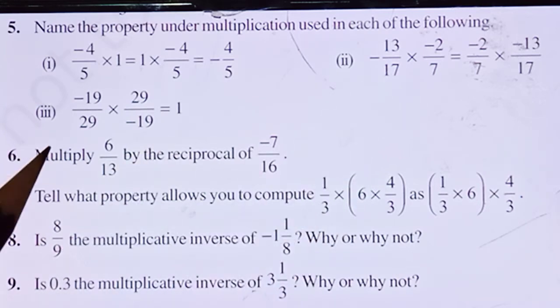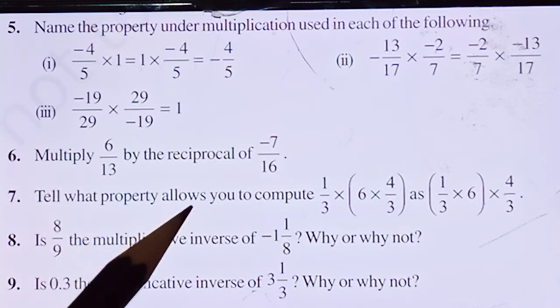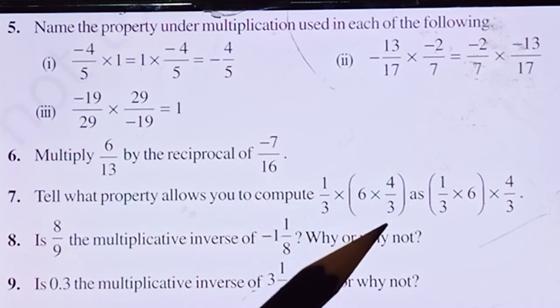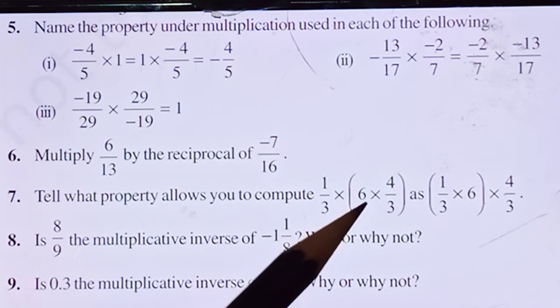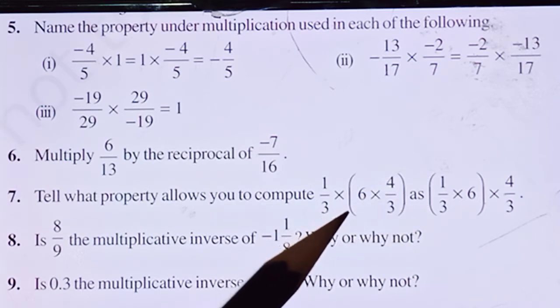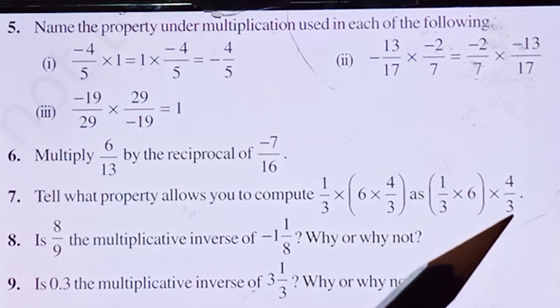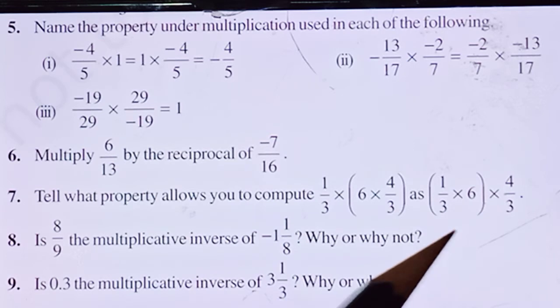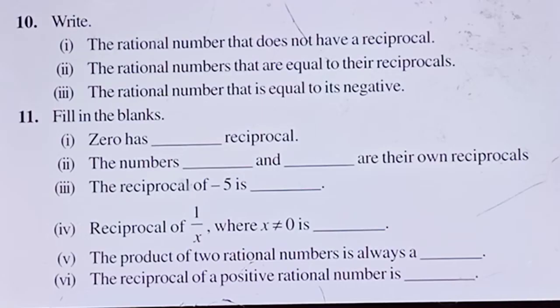First I'm taking the oral ones, the written ones I'll come to later, so the sixth later. Seventh one, tell the property that allows you to compute this calculation: 1 by 3 multiplied by first multiplying 6 into 4 by 5, or maybe multiplying 1 by 3 by 6 and then multiplying it by 4 by 5. So that is associative law. These are simply what you have to state.